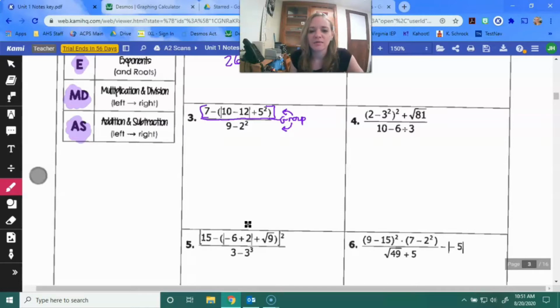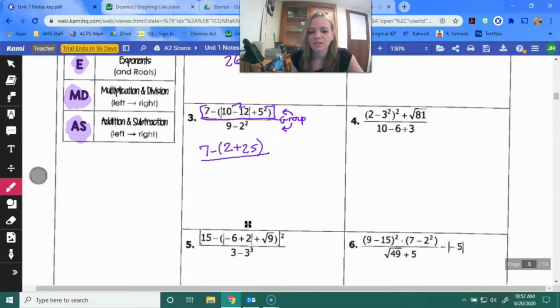So let's work on the top. We'll start with our grouping symbols. We have this set of parentheses, and we've got to work inside there. We have a grouping symbol. Really, absolute value is a grouping symbol. So let's simplify that. 7 minus, what is the absolute value of 10 minus 12? Remember, you take away the negative. So 10 minus 12 is negative 2. And then the absolute value tells you to take away the negative and change it to a positive. So that's really positive 2 plus, and 5 squared is 25.